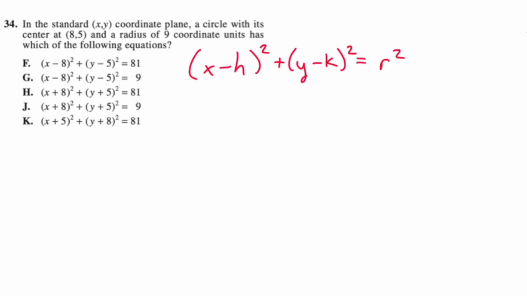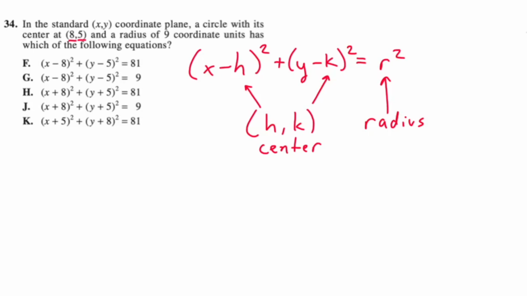So the equation of the circle is this: (x − h)² + (y − k)² = r². So r is obviously the radius, and then the letters h and k come from the center. So if they're telling you the center is at (8, 5), that just means that the equation is going to have x − 8 and y − 5.